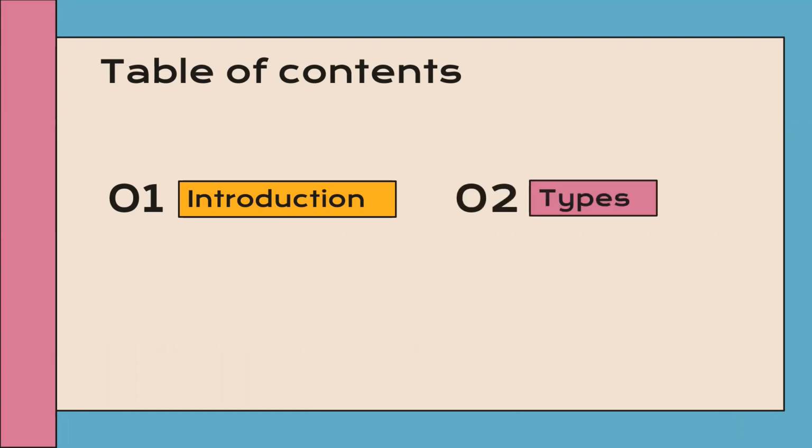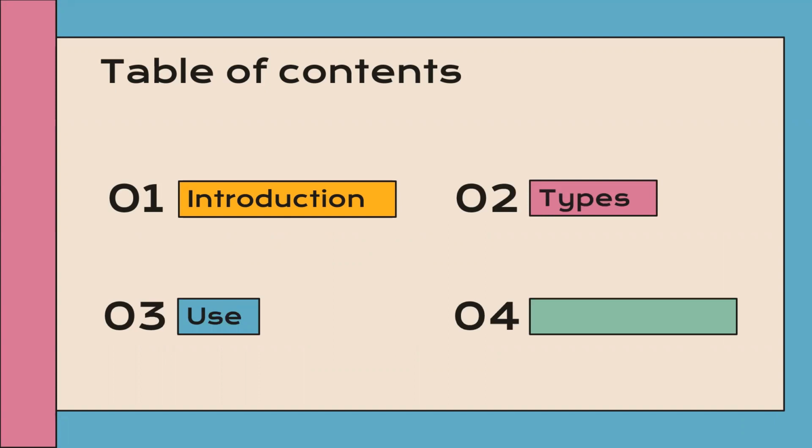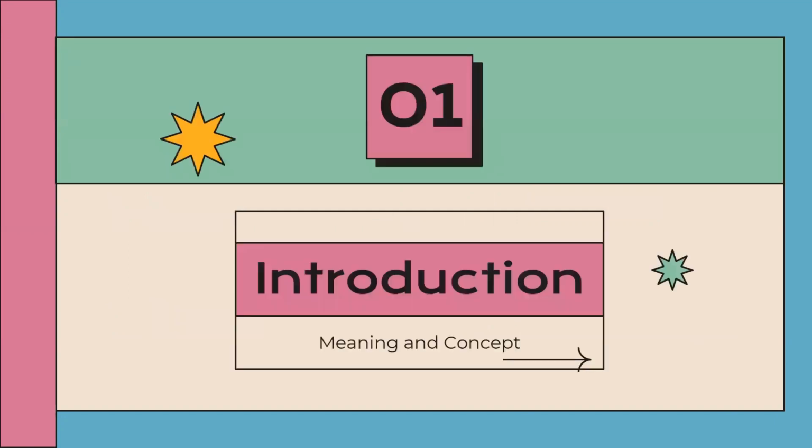Second, I'll be talking about the types. Third, I'll be talking about the use of these devices. And fourth, I'll be talking about the appropriateness of these devices. So let me first take you to the introduction. In the introduction, I'll be talking about the meaning and concept of the cohesive devices.